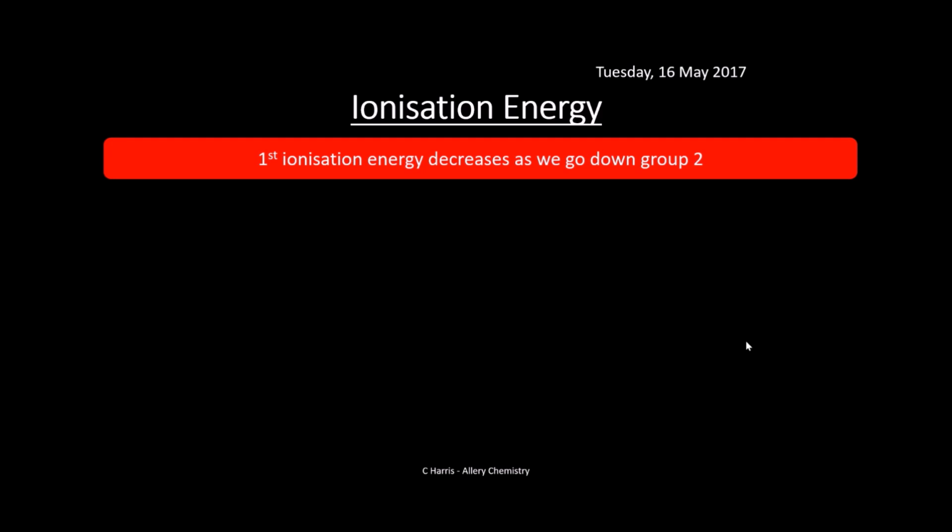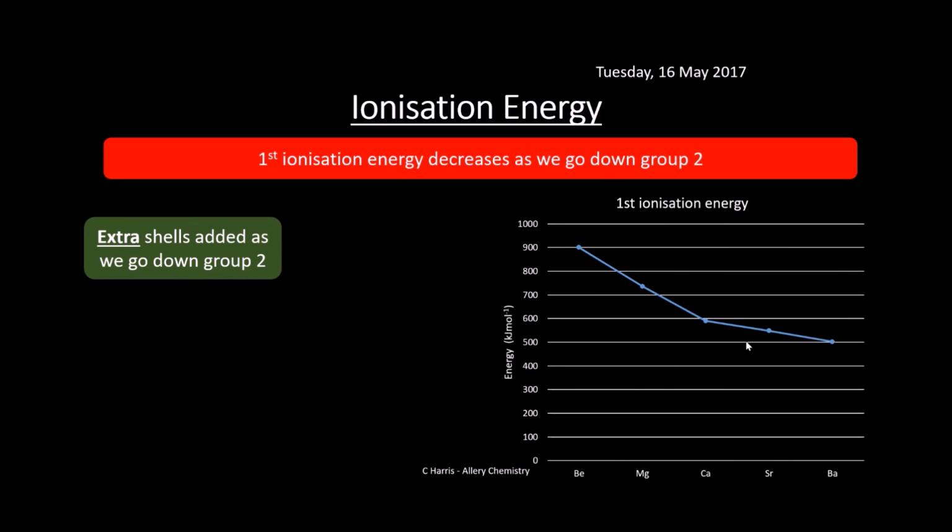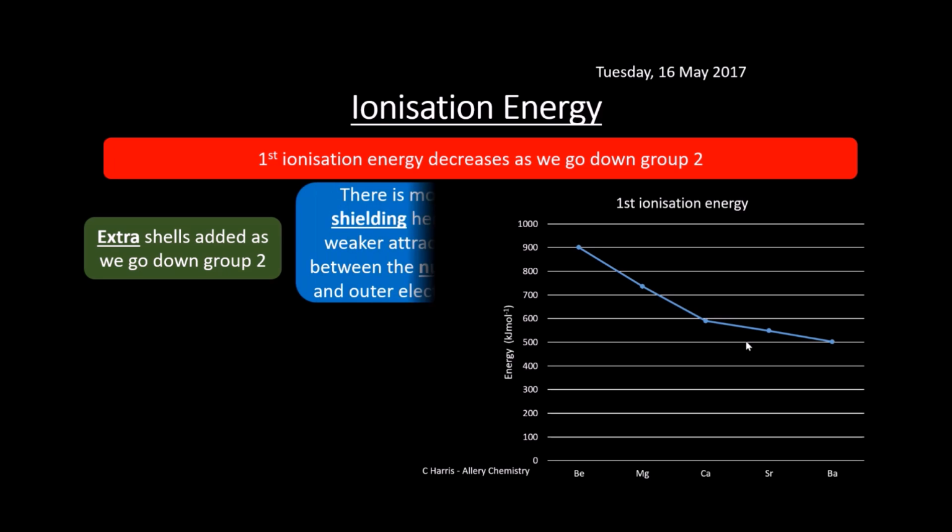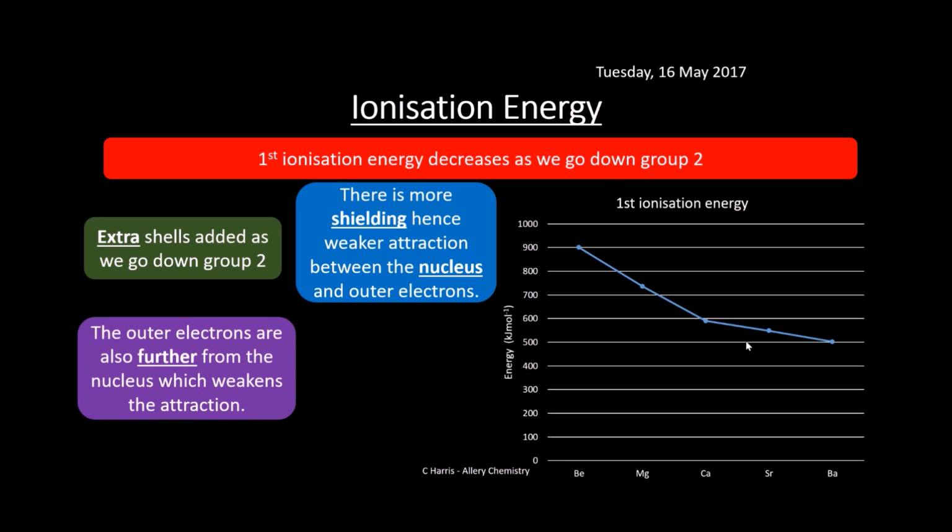Okay, so this can be linked with ionization energy, and the first ionization energy decreases as we go down group 2. So all this stuff is to do with group 2 in particular. The reason why is because we've got these extra shells. Remember that from the last slide. As we go down the group, we've got these extra shells. Now, if we've got extra shells, we have more shielding. Therefore, we have a weaker attraction between the nucleus and the outer electrons. So what this means is that the outer electrons are further from the nucleus, and this weakens the attraction.